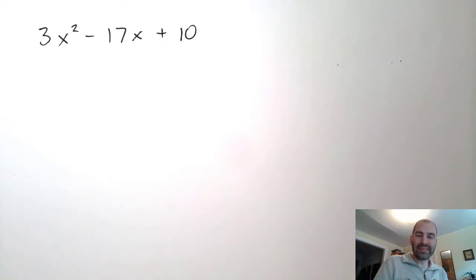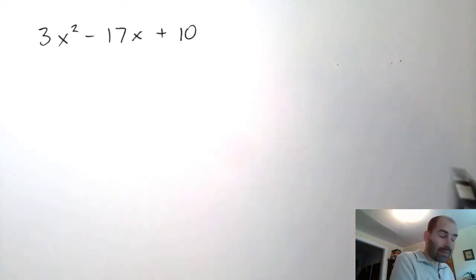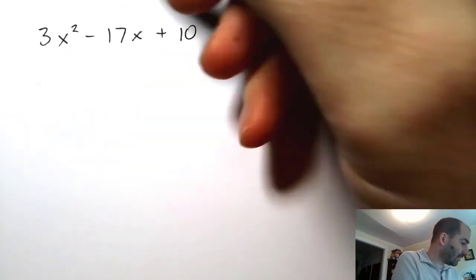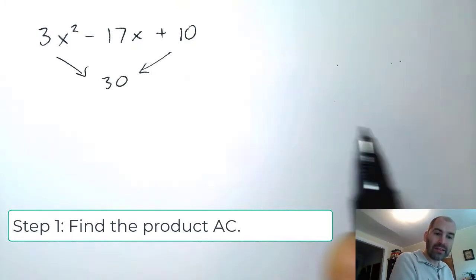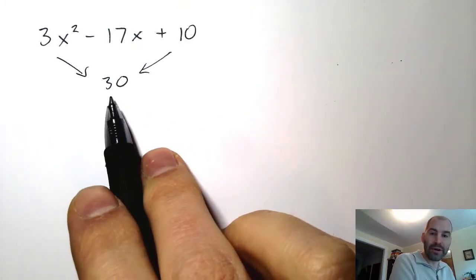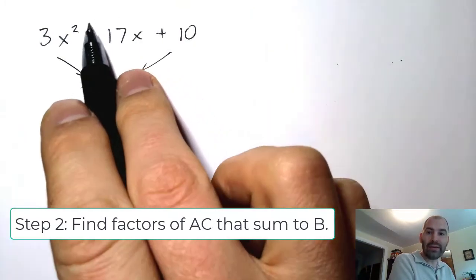All right, our last example for today. Let's take a look at this one. So again, the same technique. We're going to multiply a times c. 3 times 10 is 30. So I'm going to be looking at factors of 30 that add to negative 17.